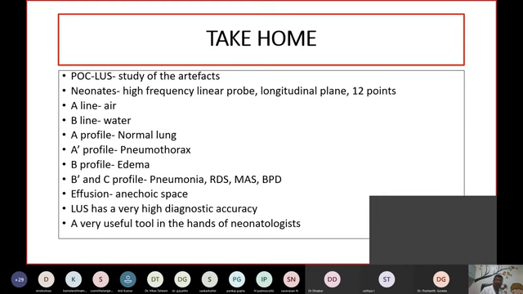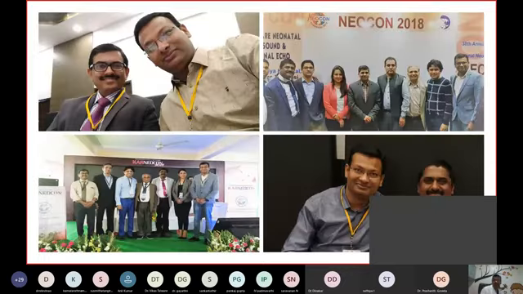Effusion, you will see anechoic space. Lung ultrasound has very high diagnostic accuracy, and it can be a very useful tool in our hands. So with this, these are certain glimpses of our previous workshops which we did over the last 3-4 years.